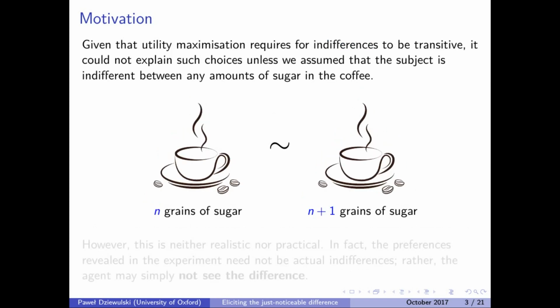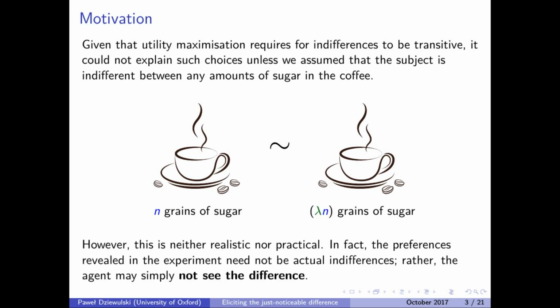Note that such observations could not be explained by utility maximization. Clearly, any preferences representable by a utility function require for indifferences to be transitive. That is, if the agent is indifferent between n and n plus 1 grains of sugar, n plus 1 and n plus 2, and so on, then he or she would have to be indifferent between any amount of sugar in the coffee. In particular, the consumer would be indifferent between n and lambda times n grains.